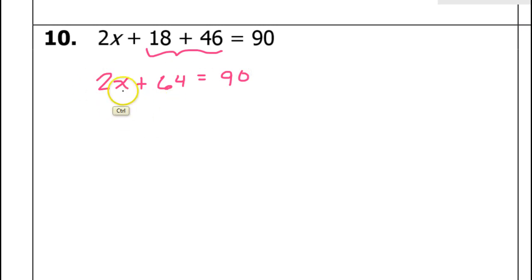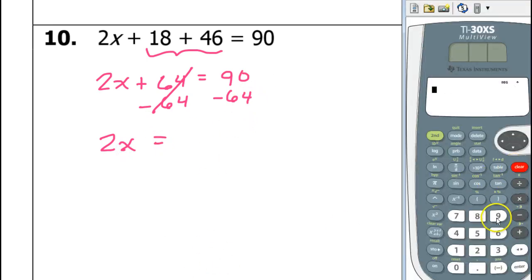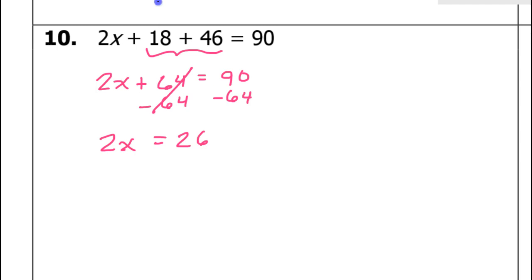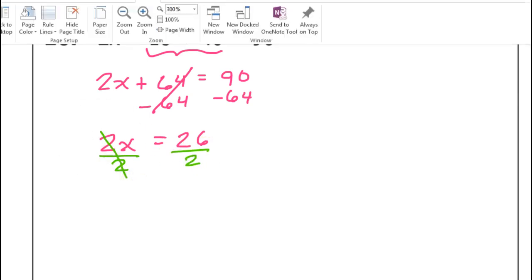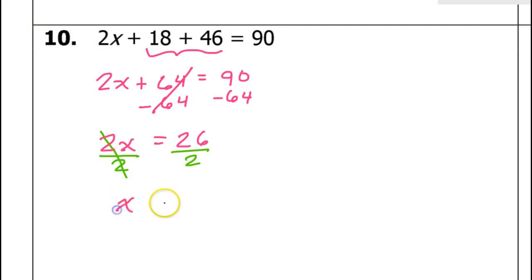Alright, so now we can get back to getting x by itself by subtracting 64 from both sides. Okay, so these cancel each other out, and that will leave 2x equals. So 90 minus 64, that's going to be 26. So it's time to get rid of that 2. Because it is multiplication, we will do the opposite, and we will divide both sides by 2. That way these will cancel each other out, and that's going to leave x is equal to 13.